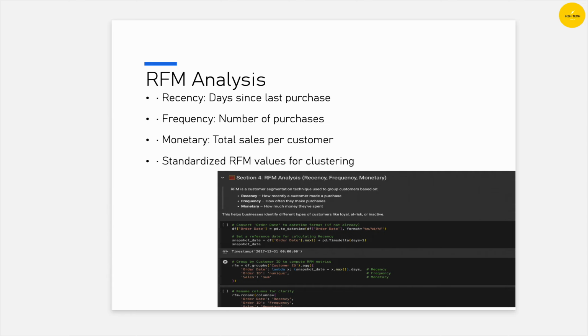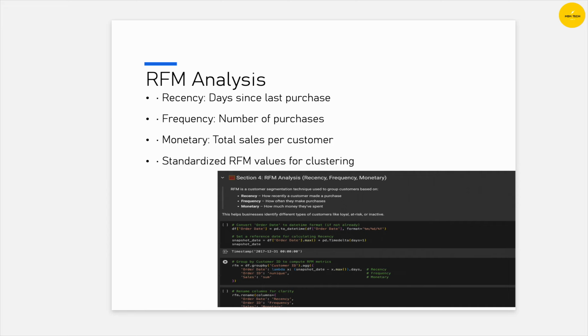So after calculating the RFM scores, I explored the distributions. For example, many customers had high recency values, meaning they haven't made a purchase in a long time. Some had a high frequency but low monetary, and others were opposite. So this step helped me understand the diversity of customer behavior, and that justified the need for segmentation.